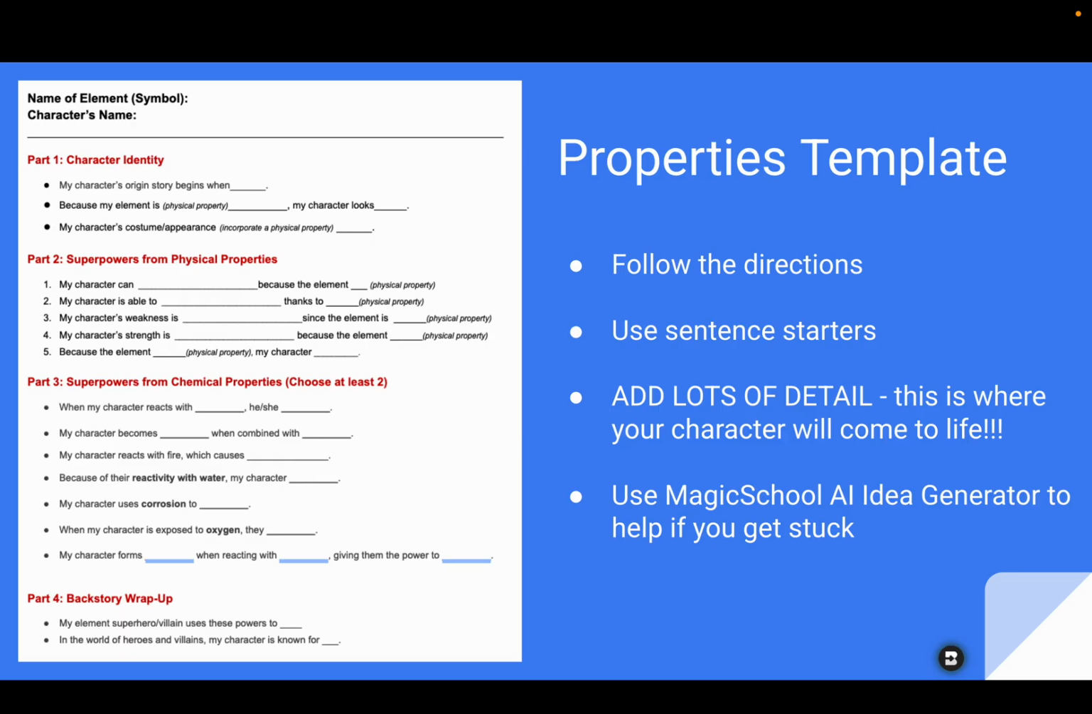And then in the world of heroes and villains, my character is known for... What is my character known for? So, like, Spider-Man's known for webs, Superman, superhuman strength. Do you guys know the Joker? What's the Joker known for? Like, his character. So, again, if you're having trouble with this, go to Magic School, use the idea generator, and see if you can get some ideas.